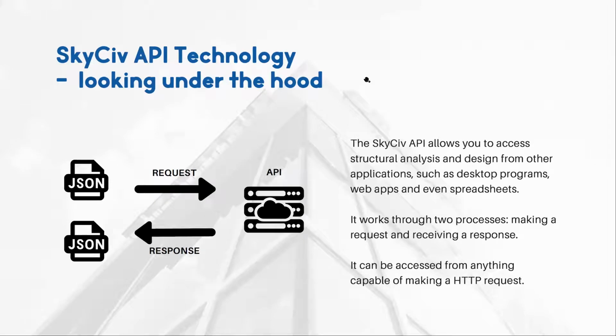So looking under the hood, how does that actually work? How do we get at the SkyCiv technology? It works on an HTTP request. What that basically means is we send a JSON file, which is a structured text file that includes a lot of data about what the model should look like, how it should be built, and what kind of commands should be run.